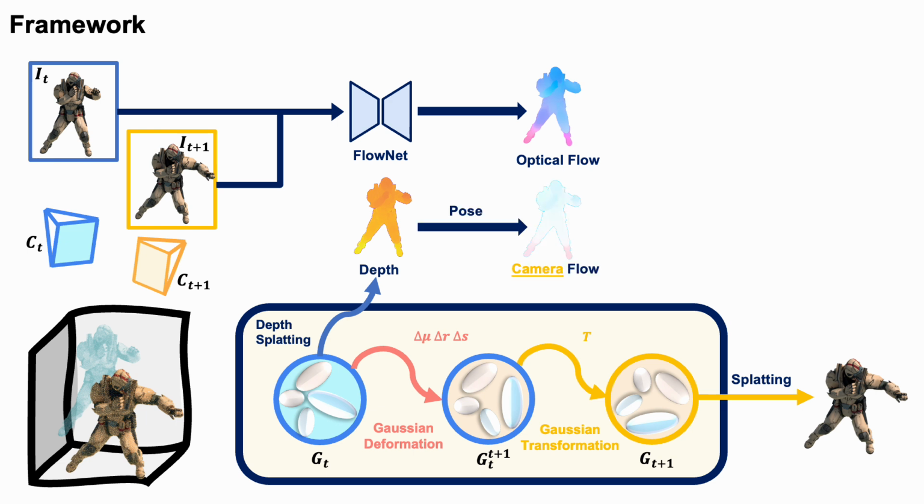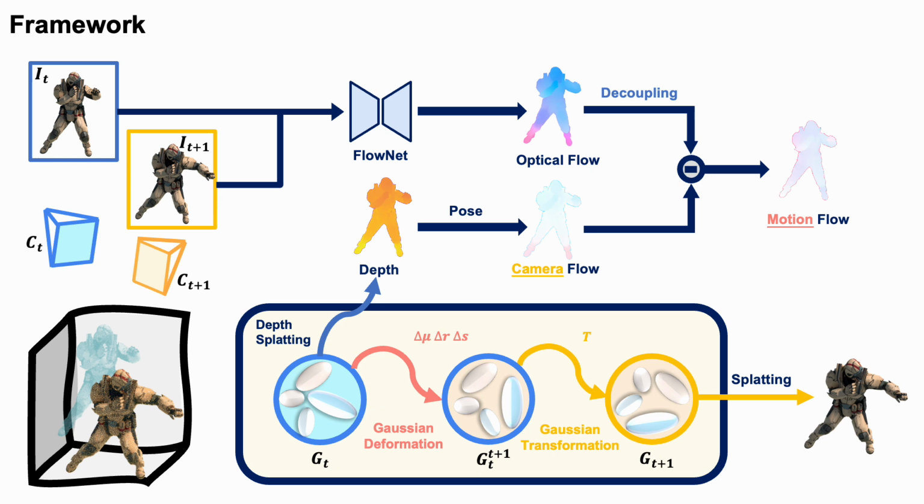Given the camera poses, we can calculate the corresponding camera flow through geometric transformation. After decoupling motion flow from optical flow, we use this prior to supervise the Gaussian deformation. Finally, to address the potential problem of inaccurate camera poses, we use a pose refinement module to fine-tune the given camera poses.